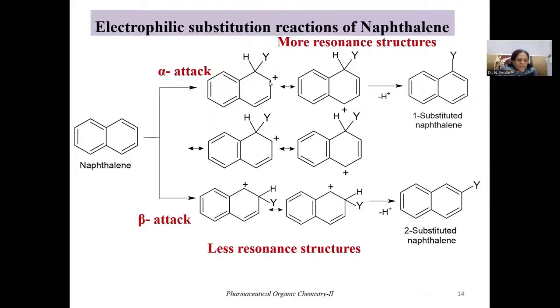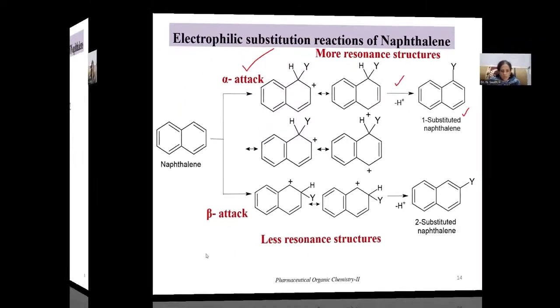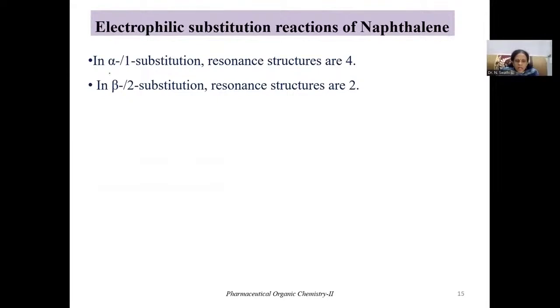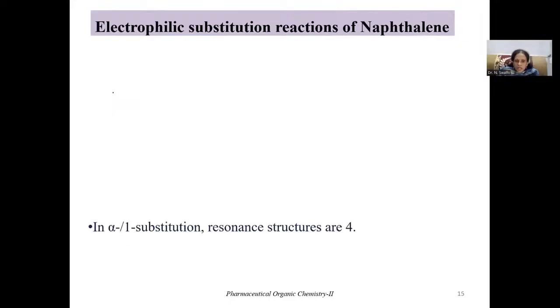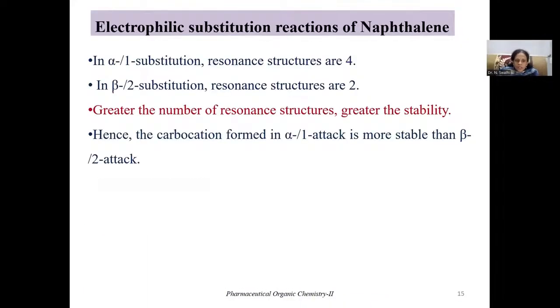Because of that reason, the carbocation which is formed in alpha attack is more stable. Highly stable carbocations will be formed easily. So as soon as this carbocation is formed, immediately it will undergo deprotonation and give the corresponding 1-substituted product. It is because of this reason that alpha attack is preferred in case of naphthalene. The same thing is given here: in alpha or 1 substitution, resonance structures are 4, whereas in beta, the resulting carbocation has only 2 resonance structures.